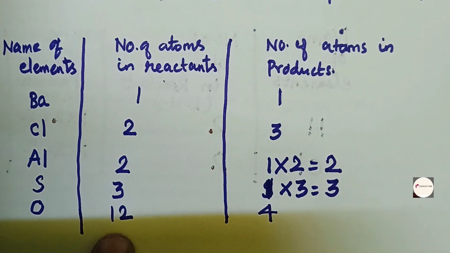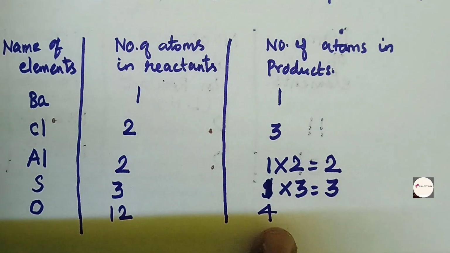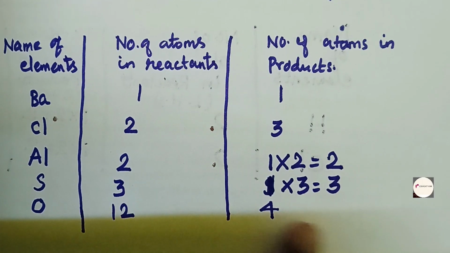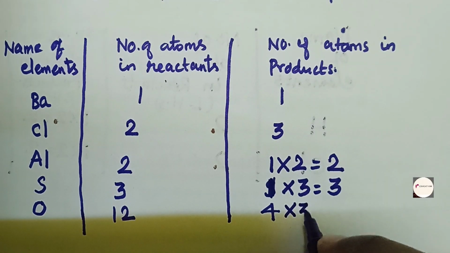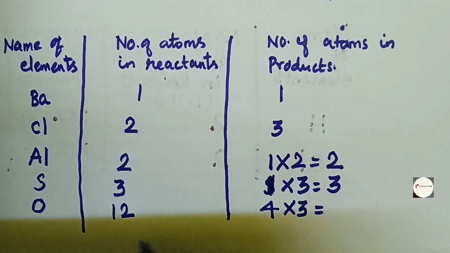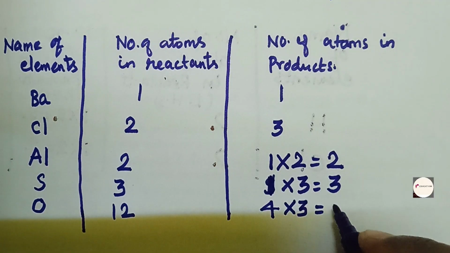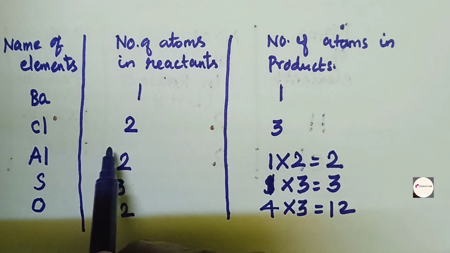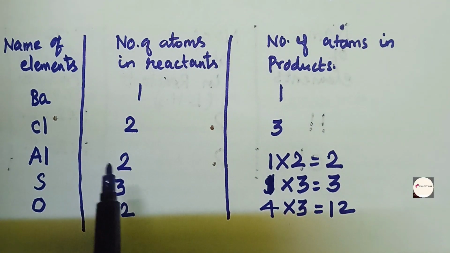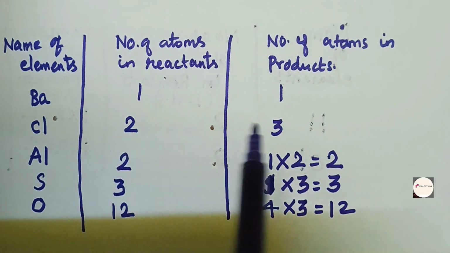Next look at this oxygen 12, right hand side 4 only. So to make it into 12, what you have to do? You have to multiply by 3. 4 3s are 12. Okay, so here 12. So this is balanced, this is balanced. Only thing, chlorine. So here 2 chlorine atoms are there and here 3.